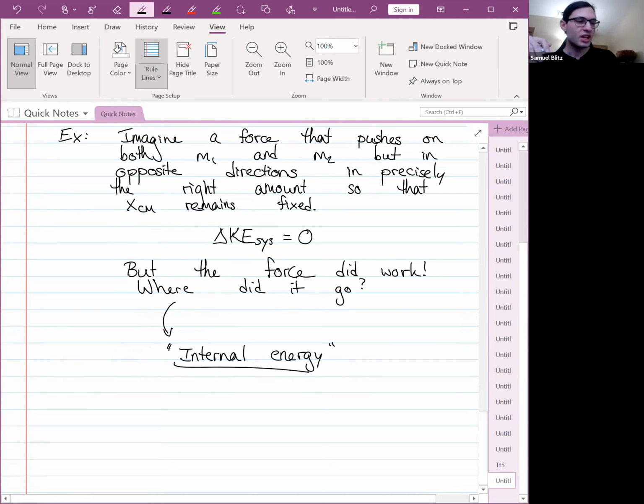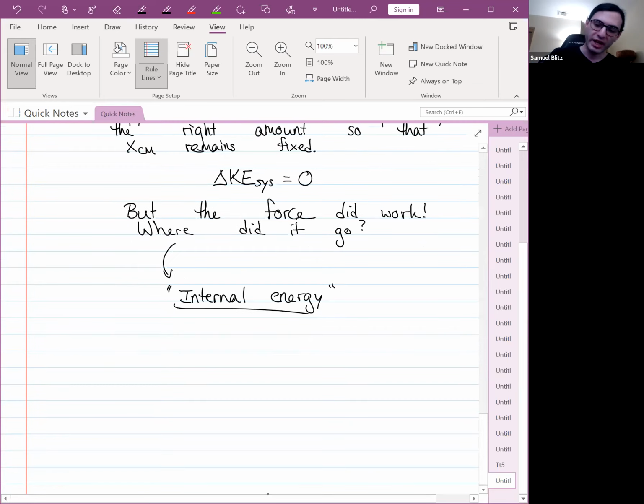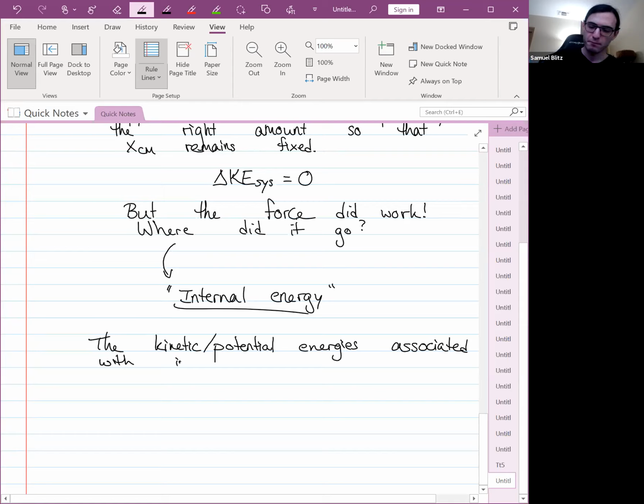So when we refer to mechanical energy in some system or situation, we refer to the mechanical energy of the objects that we can view and measure. That is to say, the kinetic and potential energies. Remember, mechanical energy is kinetic plus potential, potential energies associated with individual objects in a system. Those are what we call mechanical energy.